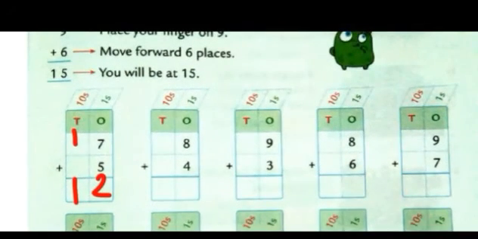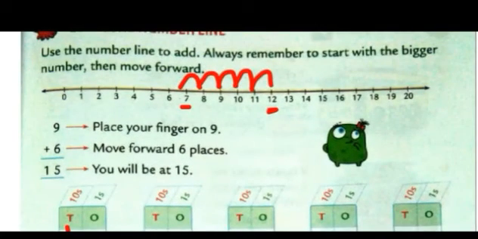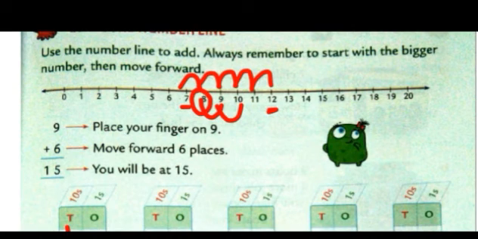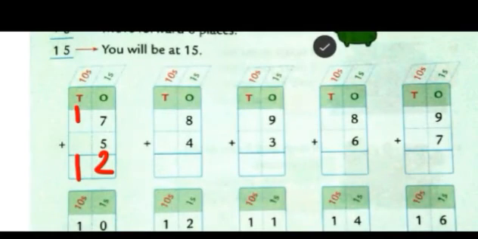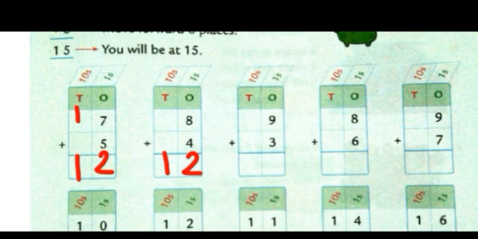Now let's see the next example. 8 and 4. Again move to the number line. 8 is here. Now how much do we need to move forward? 4. Starting from 8: 1, 2, 3, 4. Again, what is the number? 12. So again, we will write here 12. So, don't write 12 together. 2 will be written in the 1's column and 1 will be written in the 10's column.